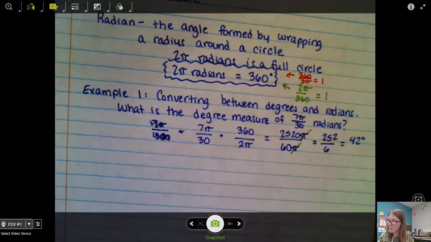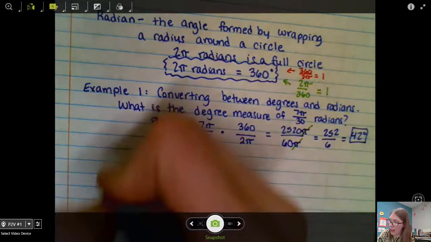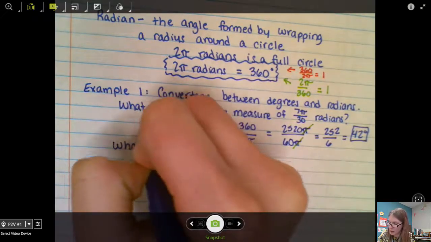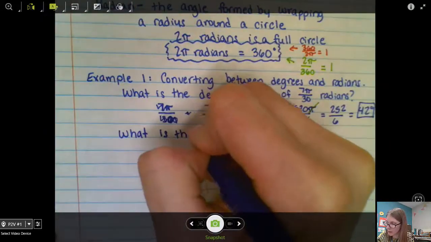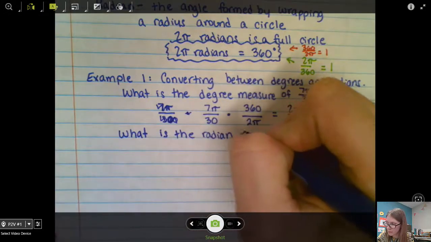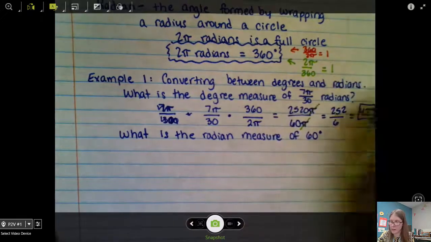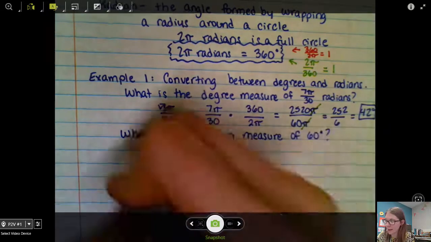All right, one more going the other direction. If I have 60 degrees, what is that radian measure? So what is the radian measure of 60 degrees? Well, we start off with what we have. I have 60 degrees.